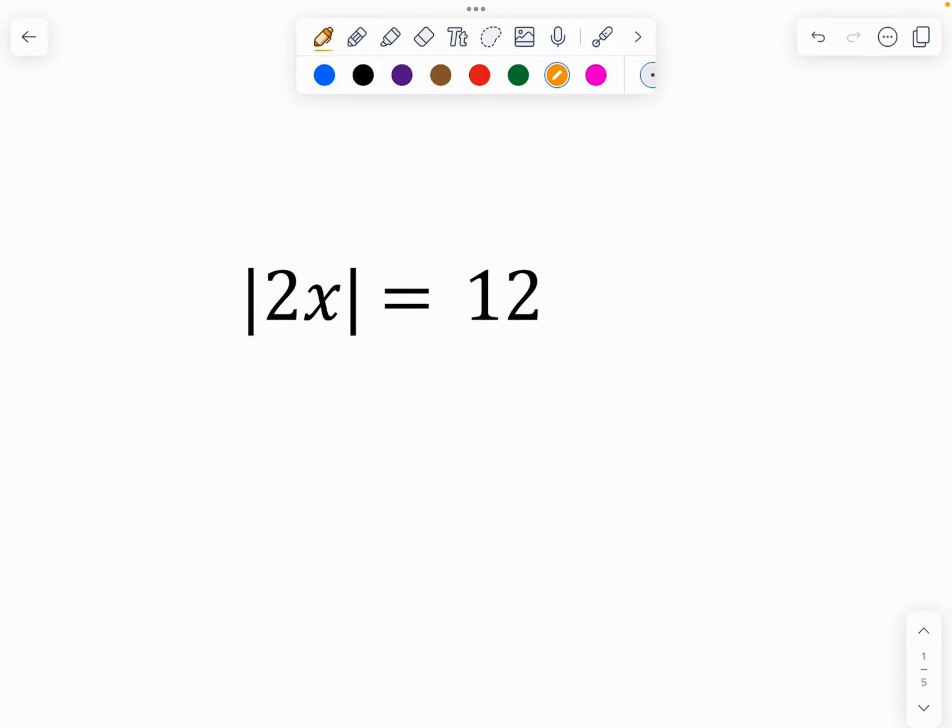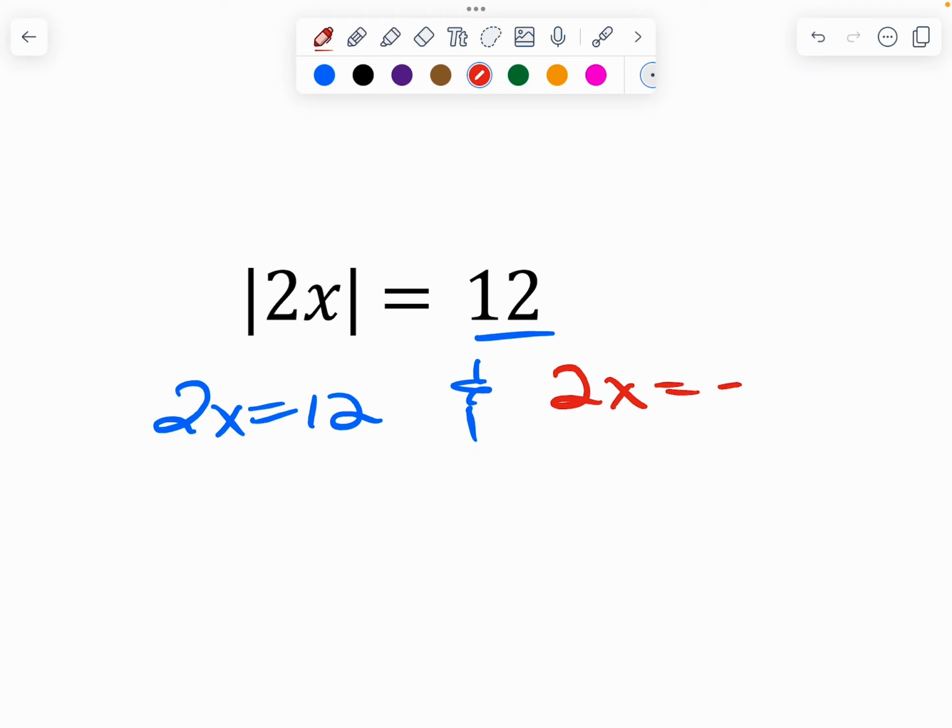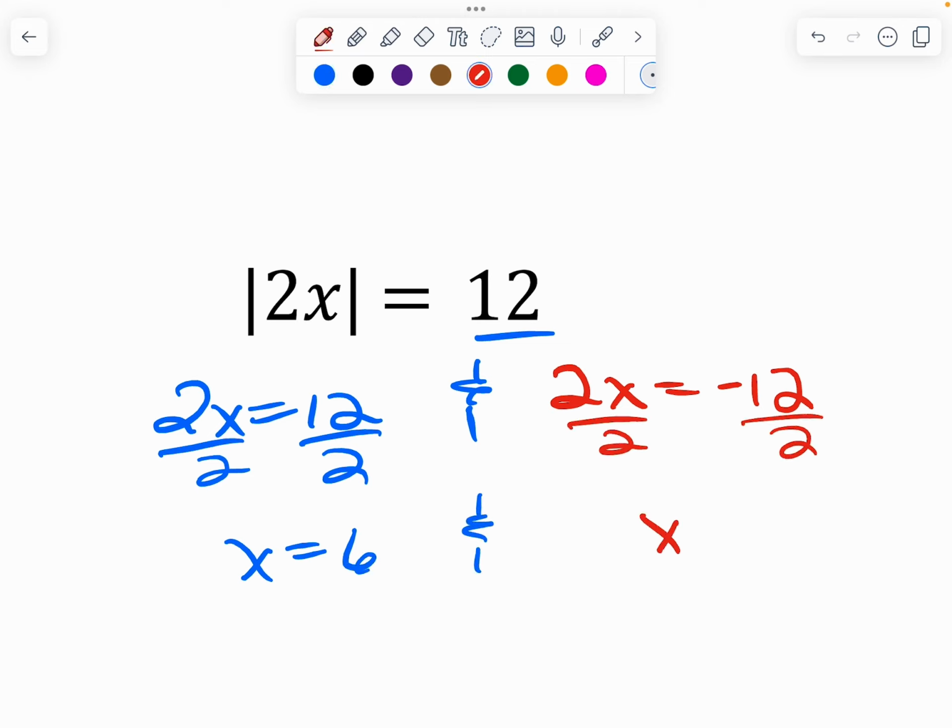Okay, let's do this one. It's equal to a positive number, so I take 2x equals 12 and 2x equals negative 12. Divide by 2, get x equals 6. Divide by 2, x equals negative 6.